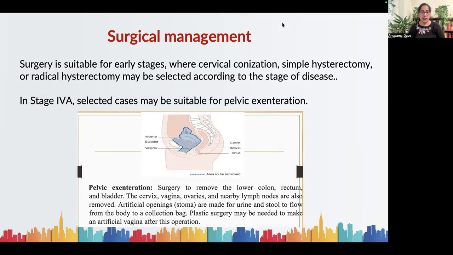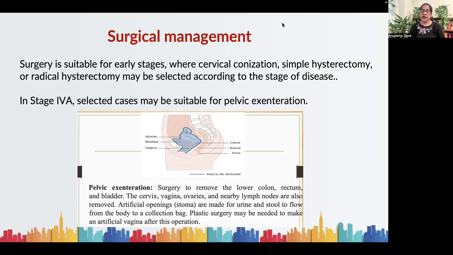Now coming to surgical management. We know that for early stages, that is up to 1B, surgery is suitable. It could be cervical conization, simple hysterectomy, or radical hysterectomy, depending on the stage of the disease.